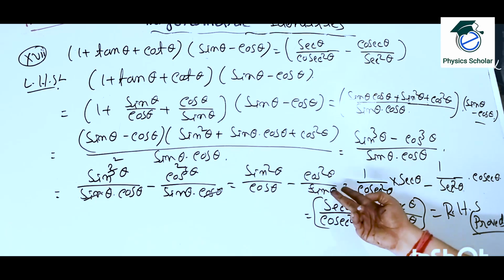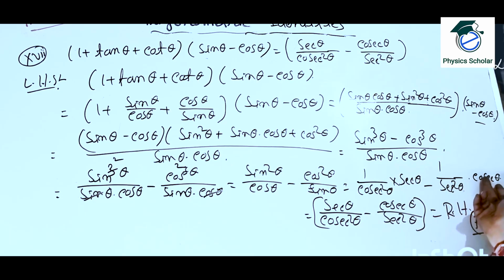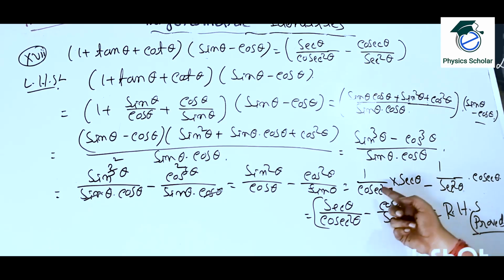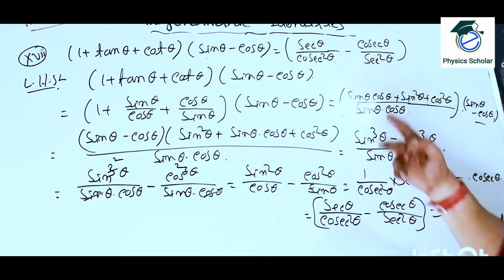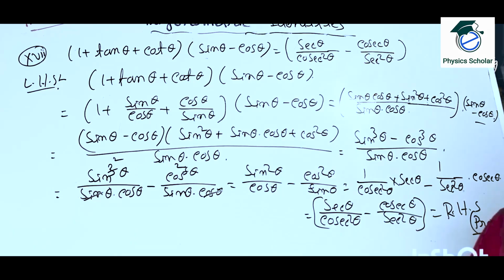1 by sec square theta, and sin theta means what? Cosec theta. 1 by sin theta means cosec theta. So ultimately what is coming? Sec theta by cos square theta minus cosec theta by sec square theta. So that we have to prove as right hand side. So that is proved. Clear?